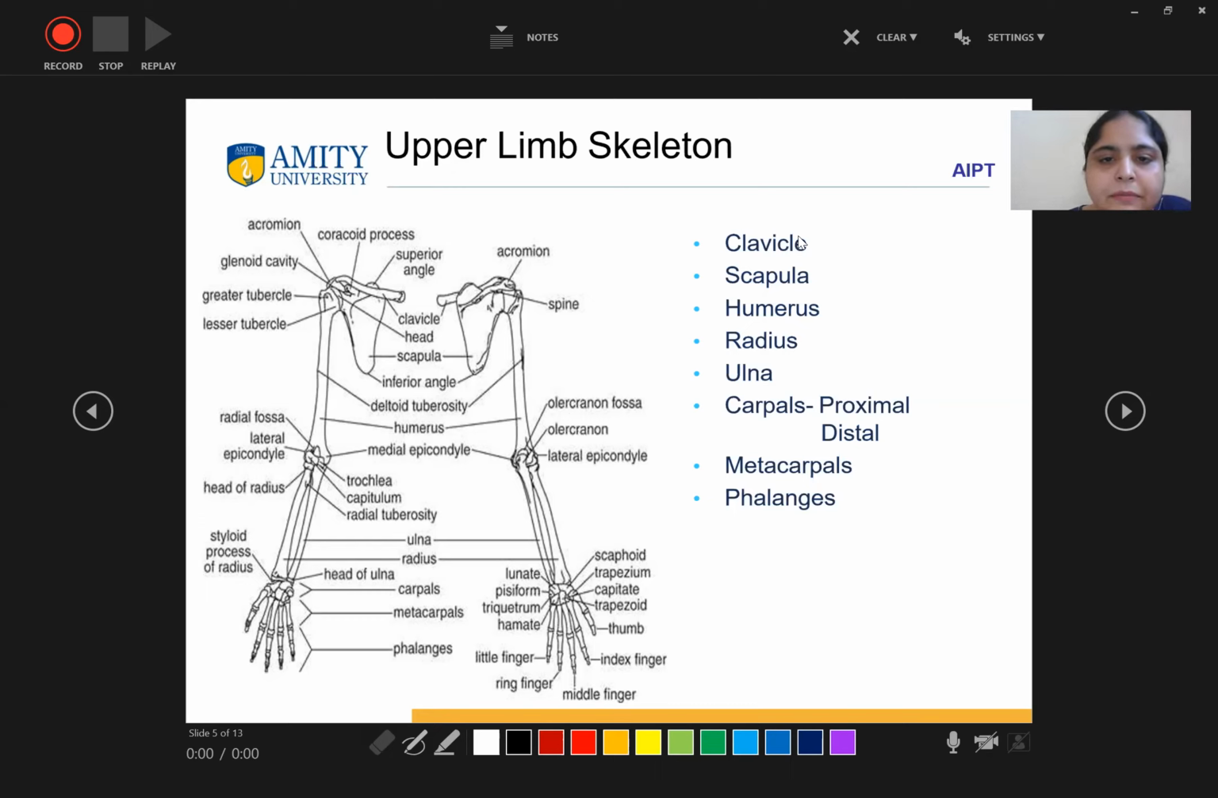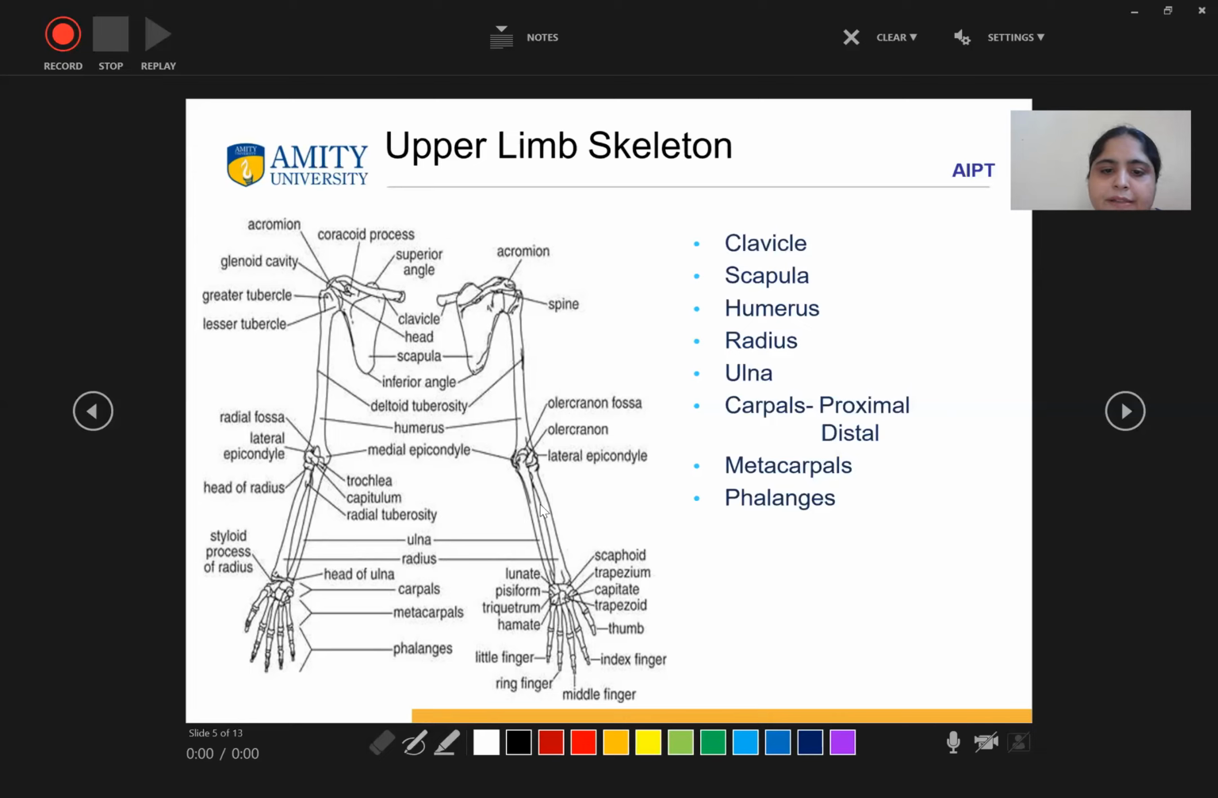Proximally, it is the clavicle, then the scapula, then the long bone humerus, then come two more long bones, radius and ulna. Then there are the proximal carpals, that is scaphoid, lunate, capitate, trapezium and pisiform, then the distal row, that is trapezoid, triquetrum, hamate.